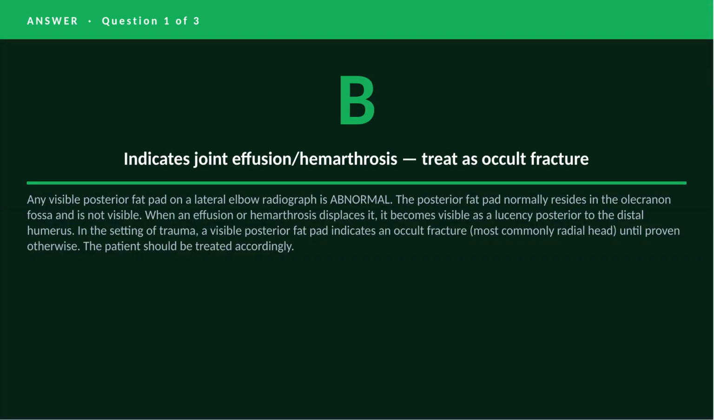The answer is B. Indicates joint effusion or hemarthrosis. Treat as occult fracture. Any visible posterior fat pad on a lateral elbow radiograph is abnormal. The posterior fat pad is normally hidden in the olecranon fossa and invisible. Effusion or hemarthrosis from a fracture displaces it posteriorly into view. In the setting of trauma, a visible posterior fat pad equals occult fracture until proven otherwise, most commonly a radial head fracture. Treat accordingly even if no fracture line is visible.